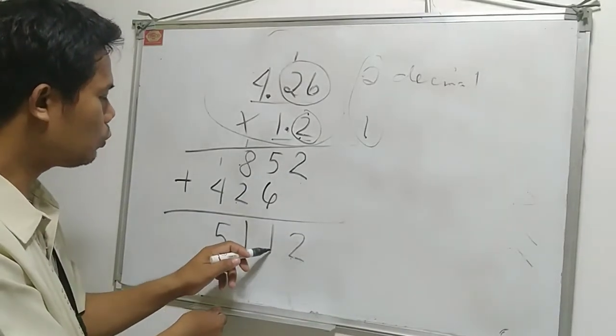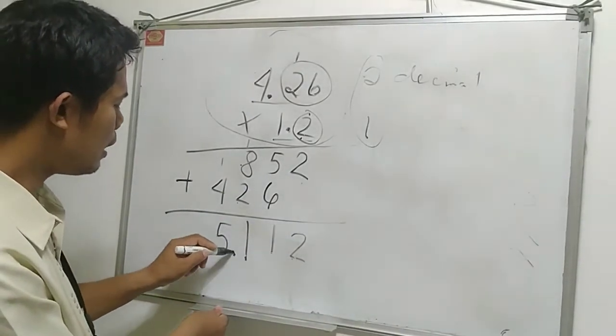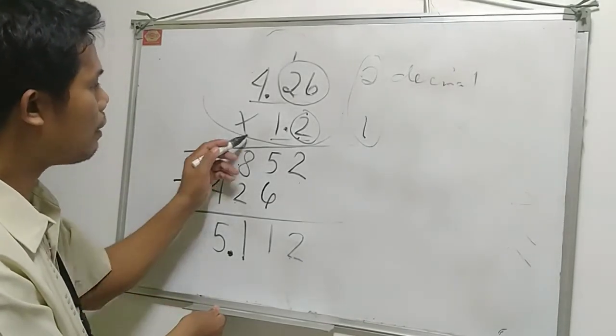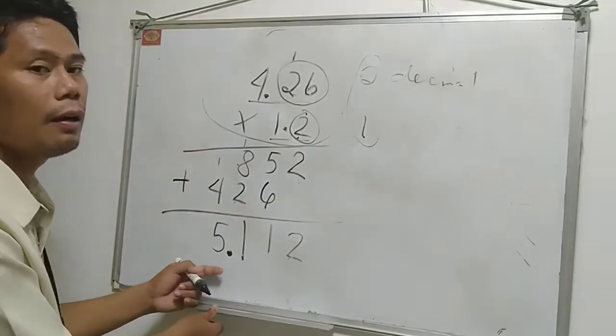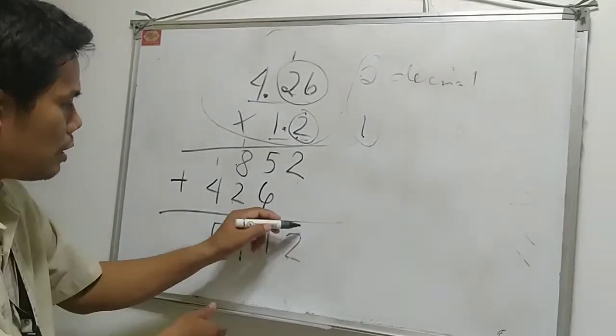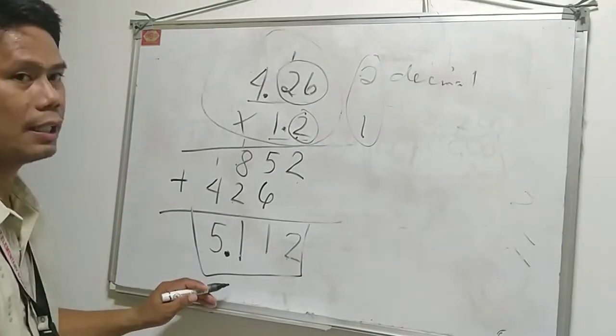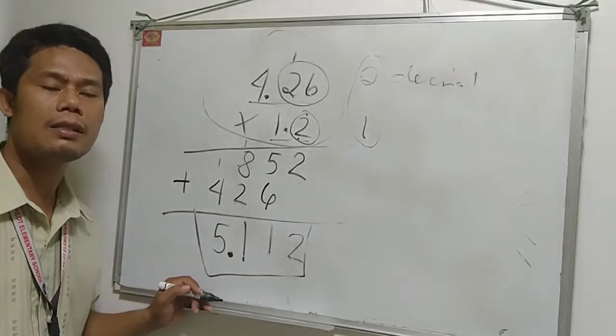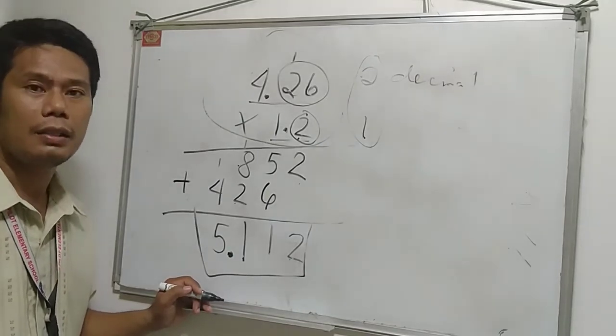So, 1, 2, 3. That, in other words, 4 and 26 hundredths times 1 and 2 tenths is 5 and 112 thousandths. So, this is now our final answer. Again, this is how to multiply a mixed decimal by another mixed decimal.